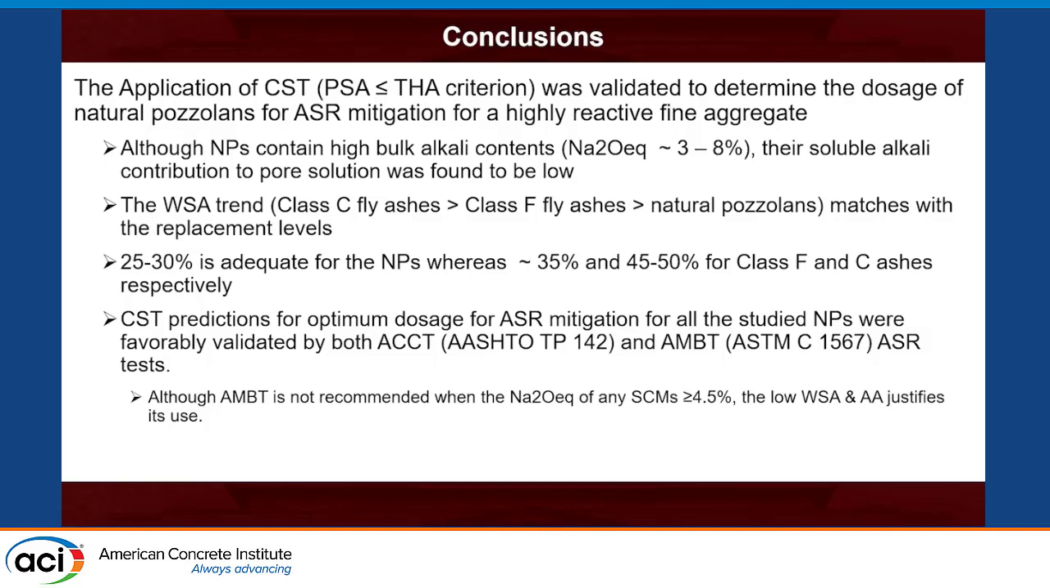CST predicts the optimum dosage for ASR mitigation for all the studied NPs, validated by the 1567 and our ACCT test. Although AMPT is not recommended for high alkali natural pozzolan, however, because the water-soluble alkali and available alkali are low, probably you can use it.